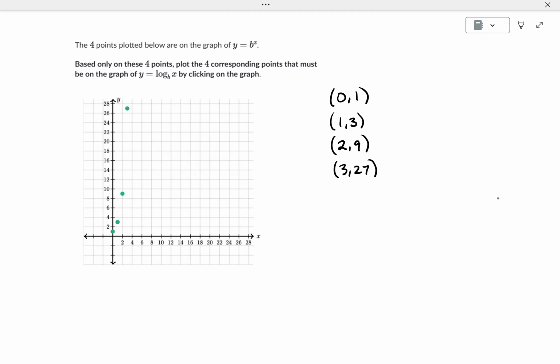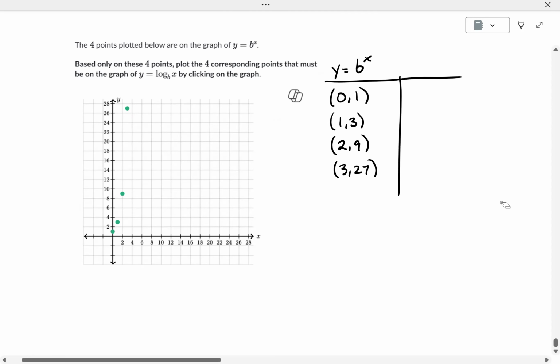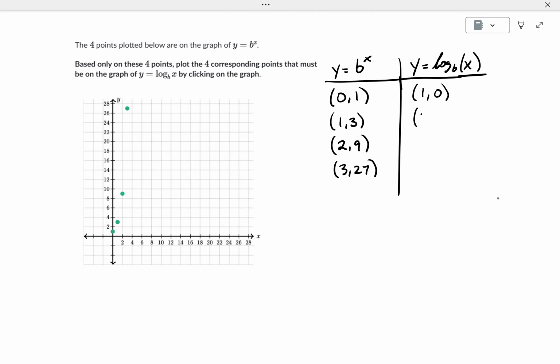And so just like we did on the table, we're just going to write the inverse of it. So this is y equals b to the x. Those are the points that we got for that. And if we want to find y equals log base b of x, then we just write the inverse. So this is going to be (1, 0), (3, 1), (9, 2), (27, 3). And you would plot those points on the graph.